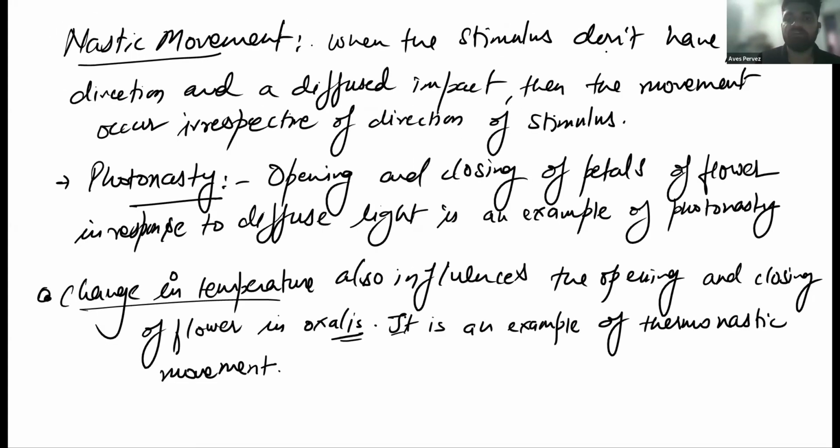So note it down. Nastic movement: when the stimulus doesn't have a particular direction and has a diffuse impact, then the movement occurs irrespective of the direction of the stimulus. It means there is no direction, still the plant is responding. Okay, so note down the definition of nastic movement.